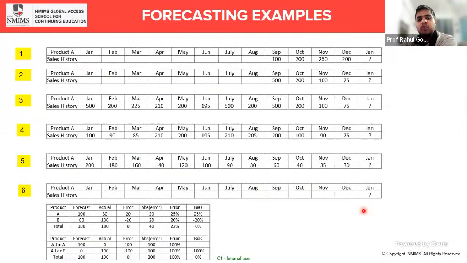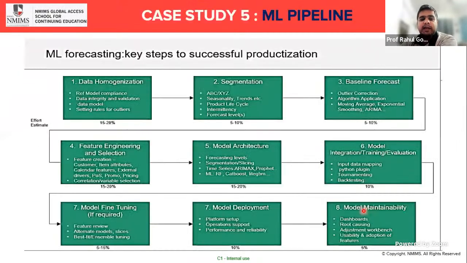Before we go to some of the forecasting examples, let me first share with you one case study. What you see here is one of the projects that I did in one of my companies, wherein I implemented machine learning to generate the forecast for e-commerce channel. E-commerce is a very difficult channel to predict because of very high variability, because most of the time products are being run on discount.